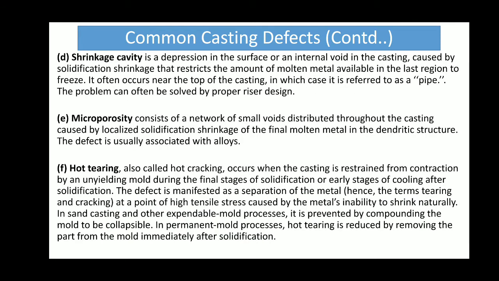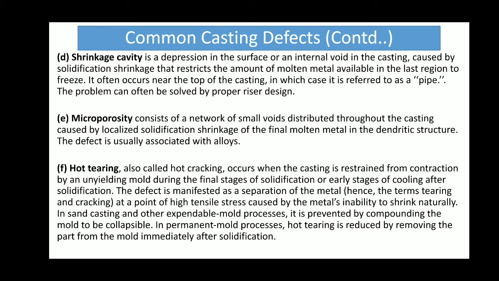Similarly, we can have shrinkage cavity. Now, what is the shrinkage cavity? It's a depression on the surface or an internal void in the casting. What may be the reason? It is generally caused by solidification shrinkage that restricts the amount of molten metal which is available in the last region for freezing. Okay, and generally it occurs on or near the top surface of the casting.